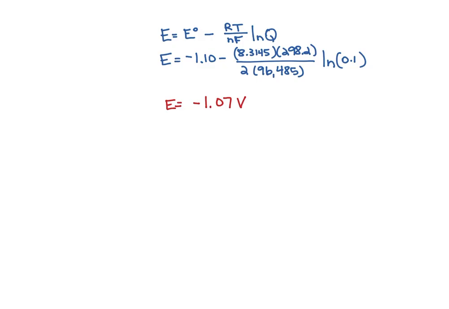1.07 volts. So what this tells me is this reaction at these specific conditions is considered non-spontaneous, and I know that because my cell voltage was a negative number. So the way this reaction is written at these conditions, this reaction is non-spontaneous.